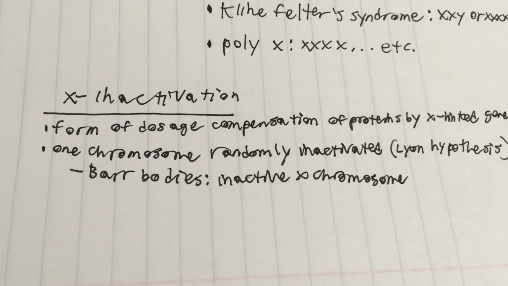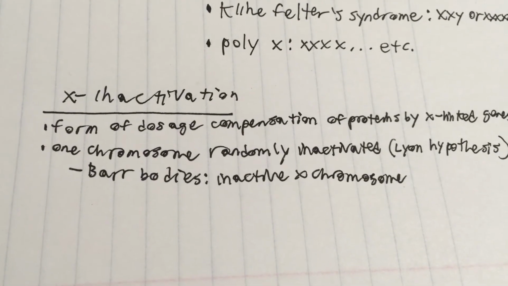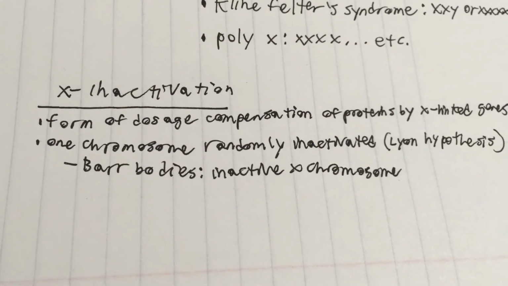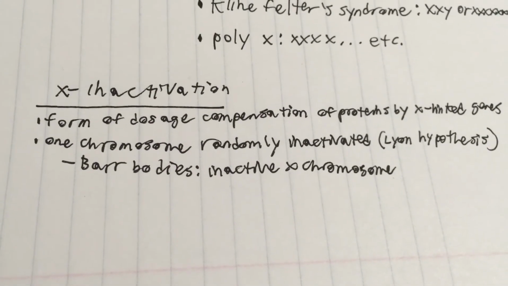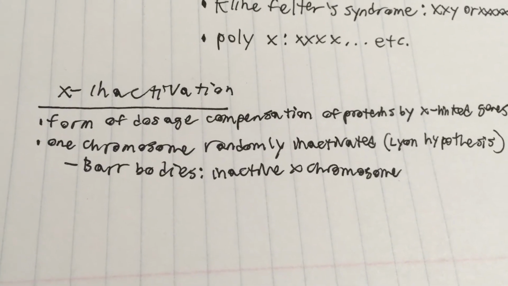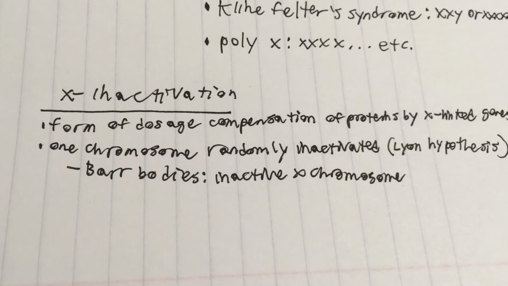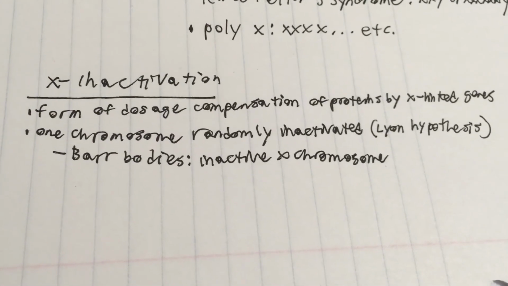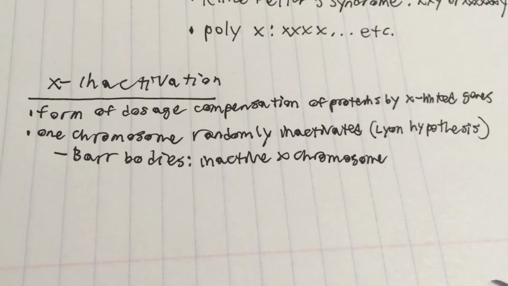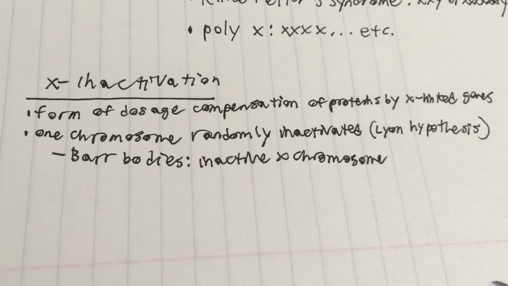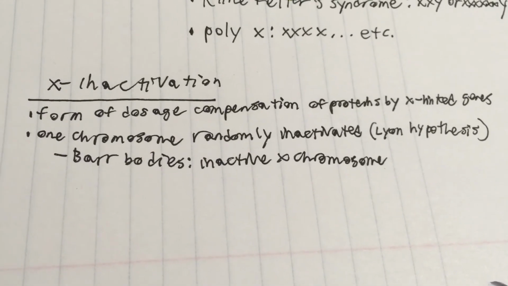So one chromosome is randomly inactivated in each cell, and so 50% of the cells express one of the alleles, one of the X chromosomes, and 50% express the other. So the proteins of both of the alleles are produced, but not in the same cell. Some are produced in one cell, and some are produced in the other, etc.